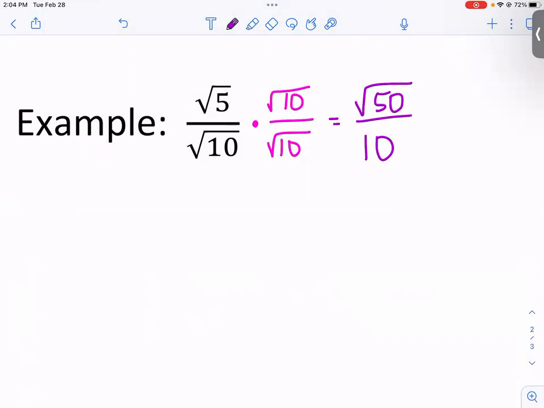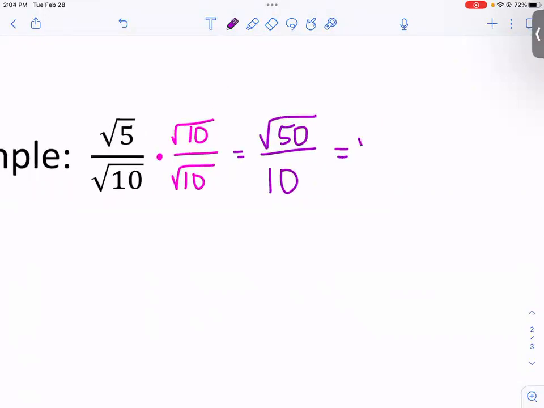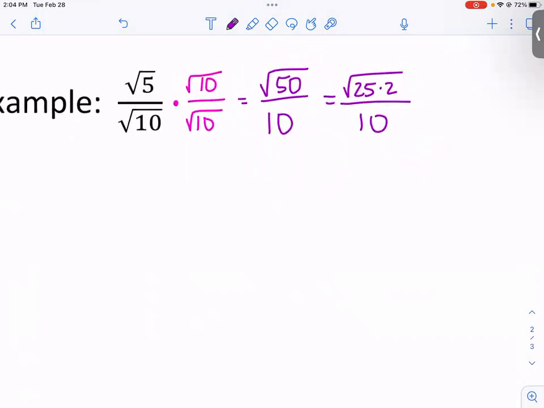If I simplify this right here, what's this number? Multiplying by 1 doesn't change anything. Now, can I leave the square root of 50? No. 50 is 25 times 2. So 5 radical 2 over 10.